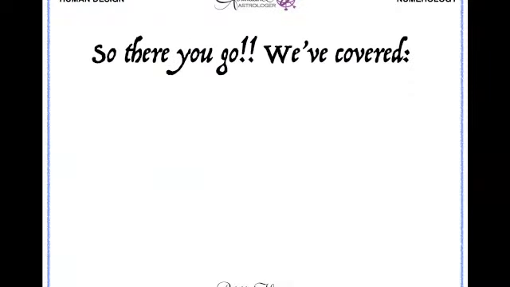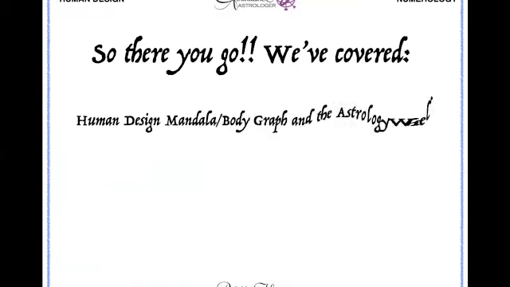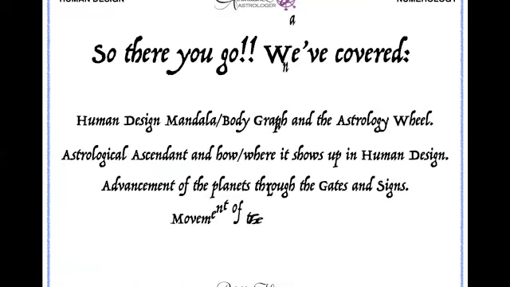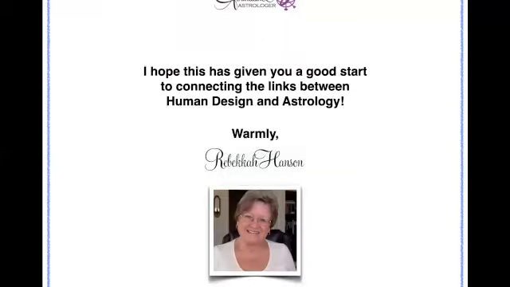And there you go. We've looked at the mandala and body graph in relationship to the astrology wheel, the ascendant and how it shows up in human design, the transits of the planets through the gates and signs, and the movement of the lunar nodes. I hope this has given you a good start in connecting the links between human design and astrology.